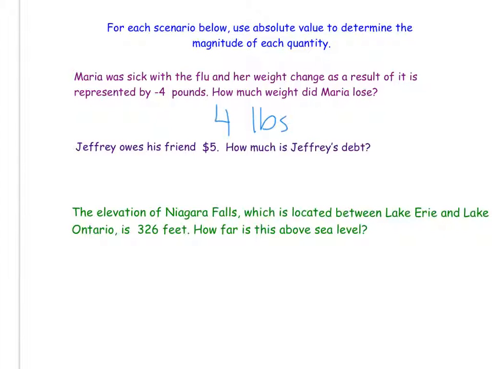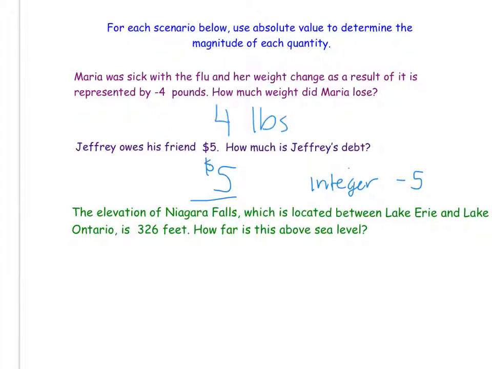Jeffrey owes his friend $5. So how much is Jeffrey's debt? His debt is $5. Now, if we were going to write it as an integer, we would say it's -5. But we want to know how much is his debt. His debt is $5.